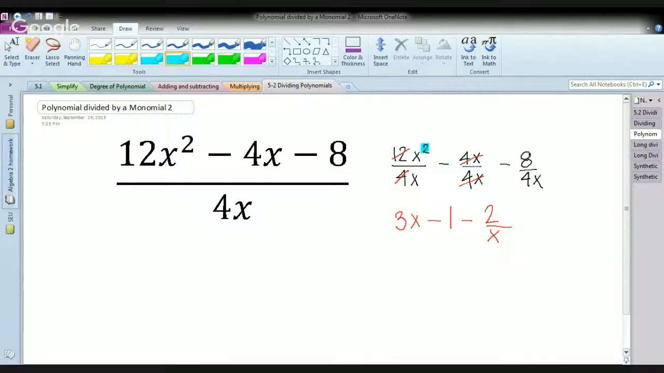So in this case, my greater number was 2 versus a 1. So then that's why the x is on top. But if it was reversed and the 2 is on the bottom, then we would have an x on the bottom. So wherever the greater amount of exponents is, that's where your variable is going to stay.